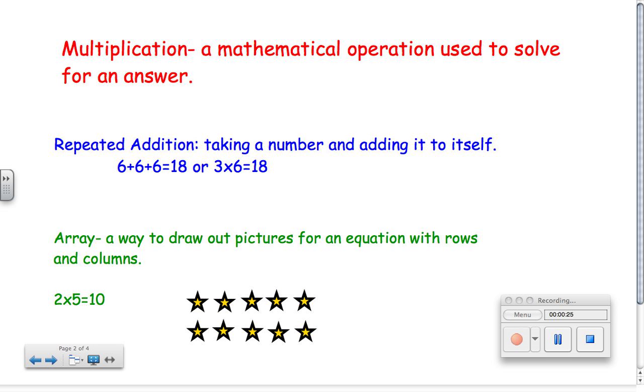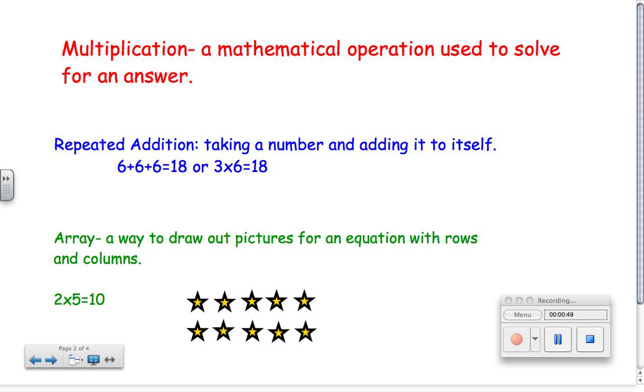Our first word that we need to discuss is the word multiplication. Multiplication is a mathematical operation that is used to solve for an answer. So other operations that we have in math include adding and subtracting. This is a new operation that we're learning on multiplication. When we look at solving multiplication, there are two ways that we will solve for it.